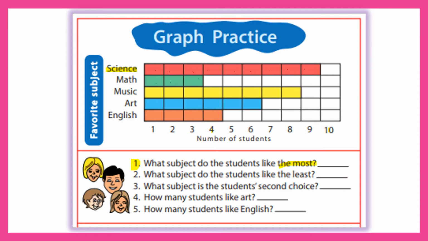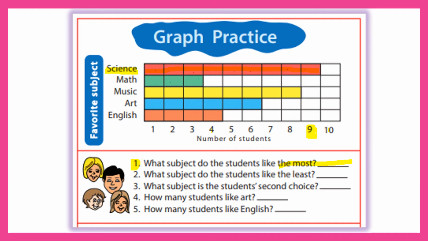If you see, science goes all the way down to 9. There's no other subject that goes all the way to 9. So the subject that students liked the most would be science. So for number 1, our answer would be science, because 9 people like science. Did 10 people like anything? No. 9 was the most people that liked anything.